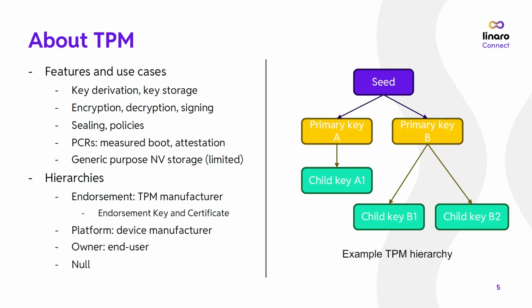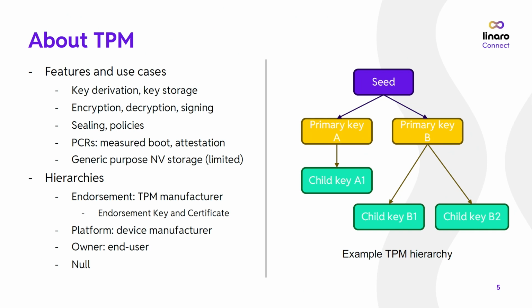So I've listed some features and use cases of a TPM. This is not an exhaustive list. And first of all, I want to highlight that TPM is not a generic crypto accelerator. It provides some crypto operations, but those are for specific purposes. So you can use a TPM for key derivation, and with those derived keys, you can do encryption, decryption, signing. You can do sealing, which is encryption plus some conditions, like encrypt something in a way that it can be only decrypted when your system is in a certain state.